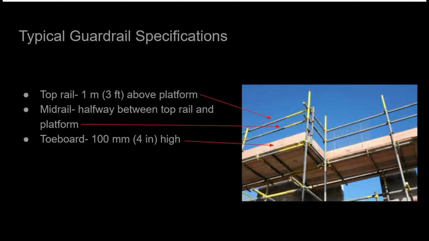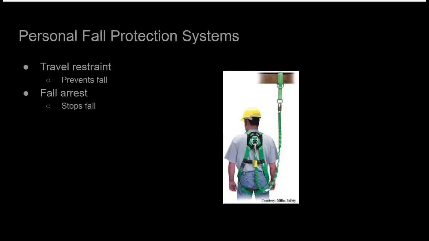Typical guardrail specifications include a top rail 1 meter or 3 feet above the platform, a mid-rail halfway between the top rail and platform, and a toe board 100 millimeters or 4 inches high.